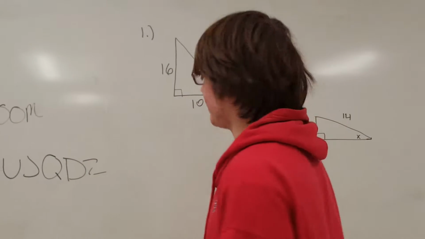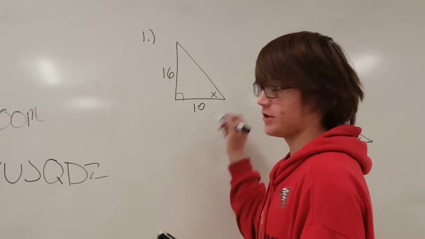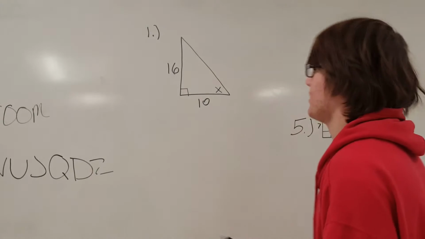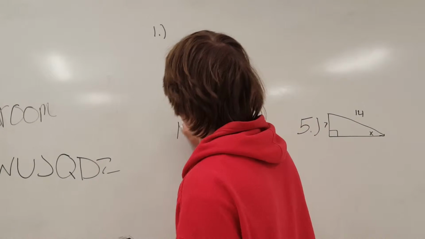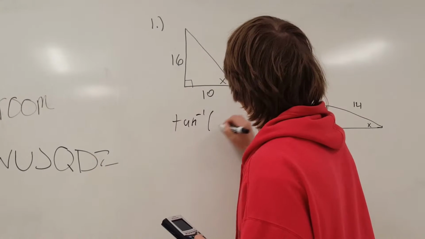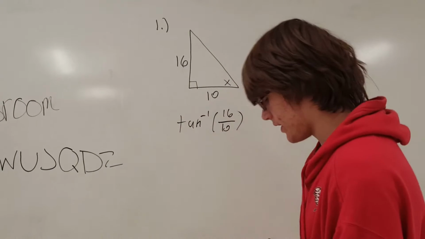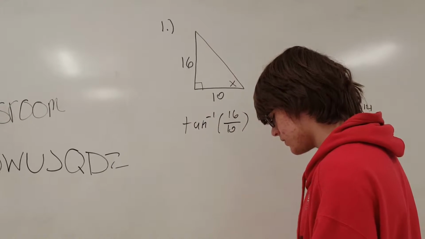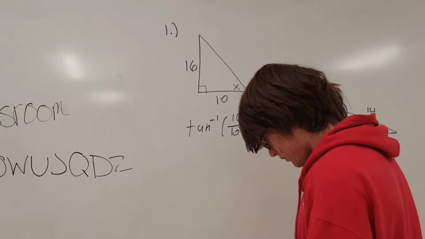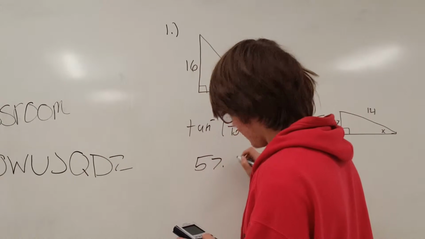We are doing trigonometric ratios, and we are trying to find x. Since it is opposite and adjacent, it would be tangent. But in this case, we are doing inverse tangent. So what we do is take inverse tangent of 16 over 10, which will give us our answer, which is 57.99.